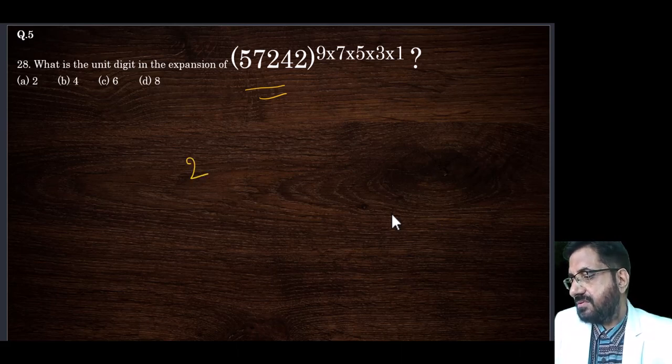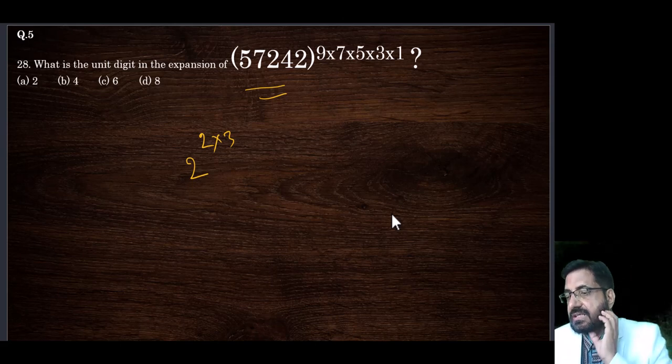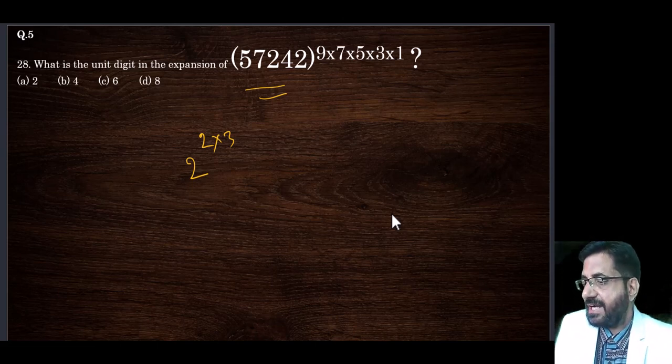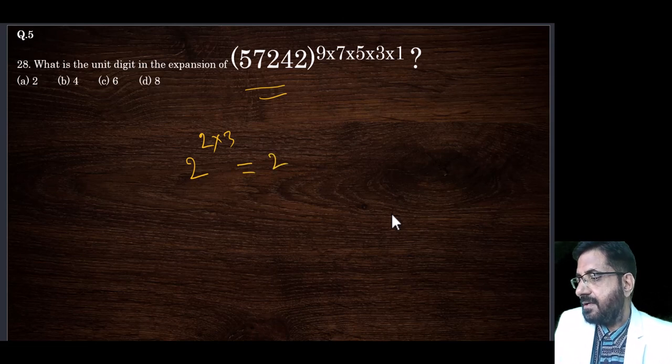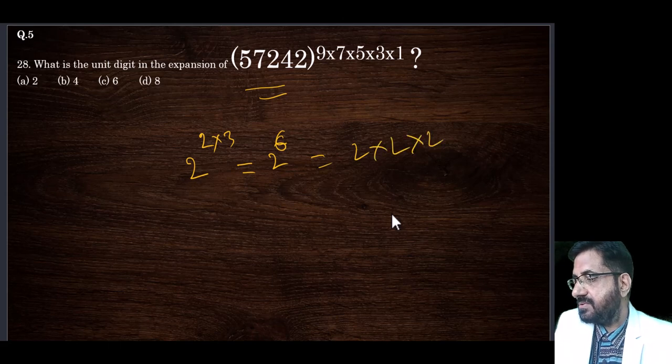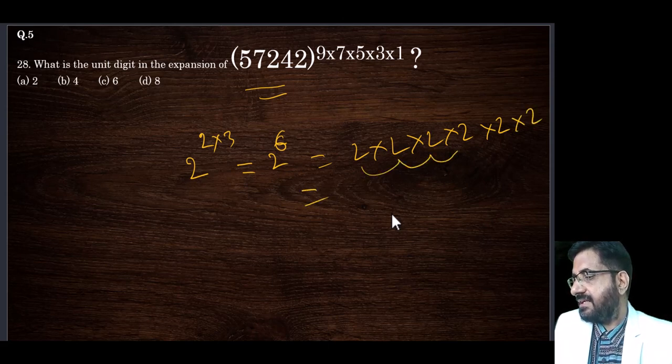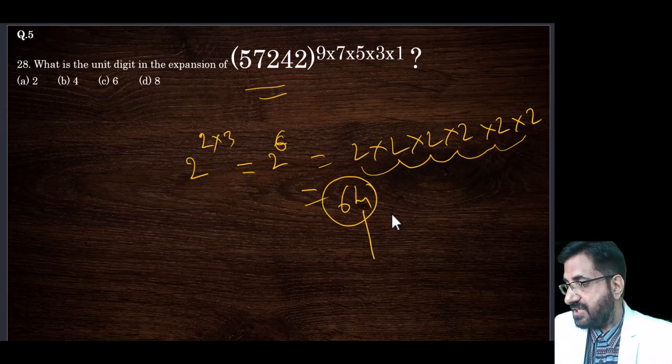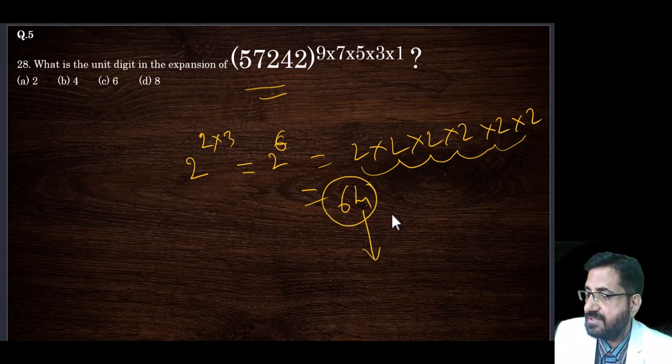Suppose 2 raised to 2 into 3. What is the unit digit in the expansion? If I expand this, 2 raised to 6 will come. That means 2 into 2 into 2 into 2, 6 times. 2 2s are 4, 4 2s are 8, 8 2s are 16, 16 2s are 32, 32 2s are 64. So this is the expansion. So what is the unit digit of this expansion? Here it is 4.